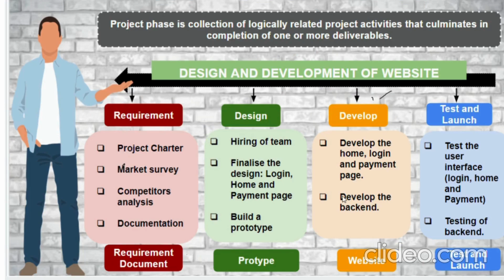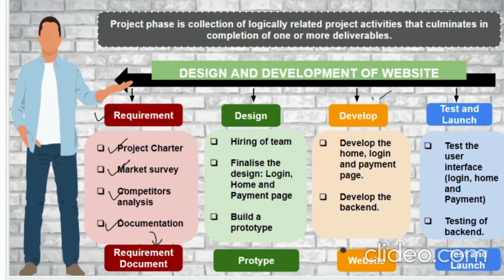Now that you know what phases are, let's define a phase. A project phase is a collection of logically related project activities that culminates in the completion of one or more deliverables. This means that a project phase is a collection of logically related activities which gives you a deliverable. For example, in the requirement phase, you can do activities like write the project charter, do a market survey, and analyze how your competitors are developing their websites. Based on this analysis, you can document your requirements.